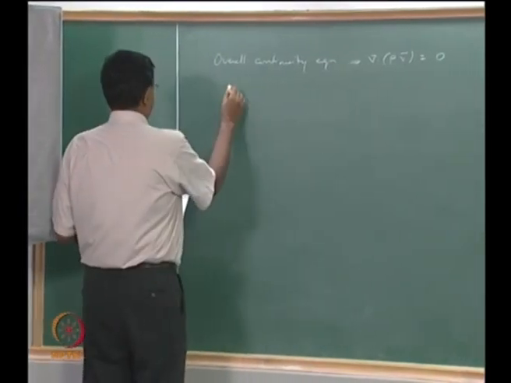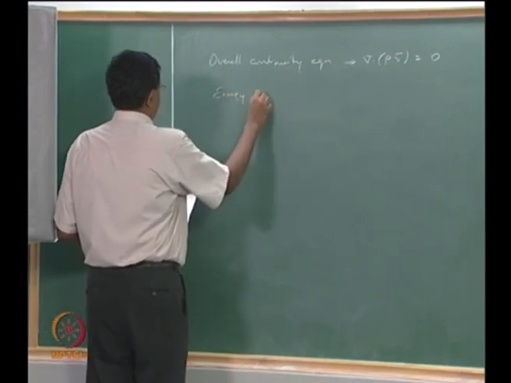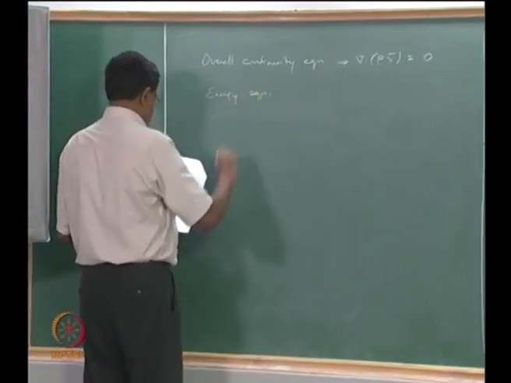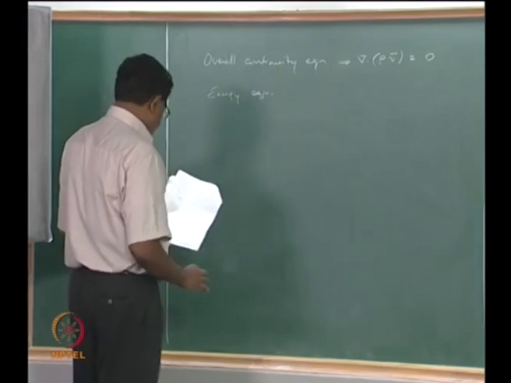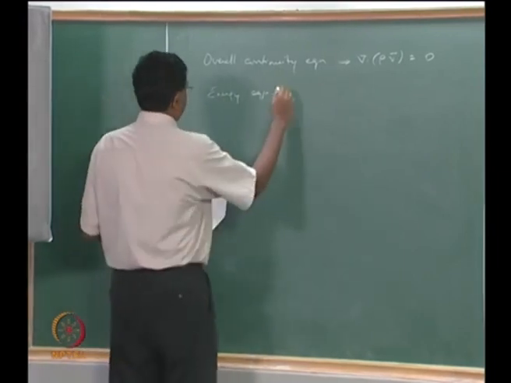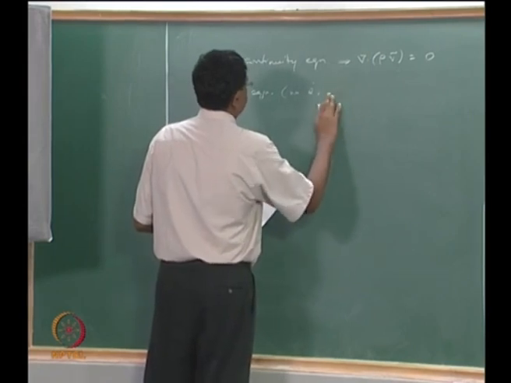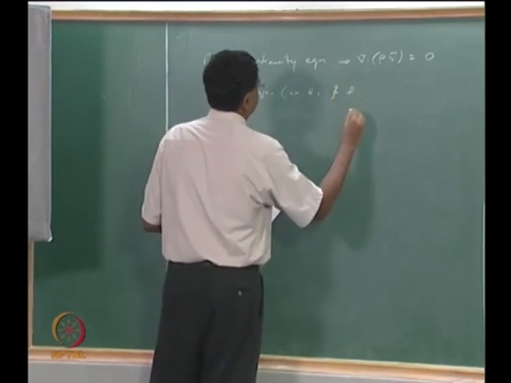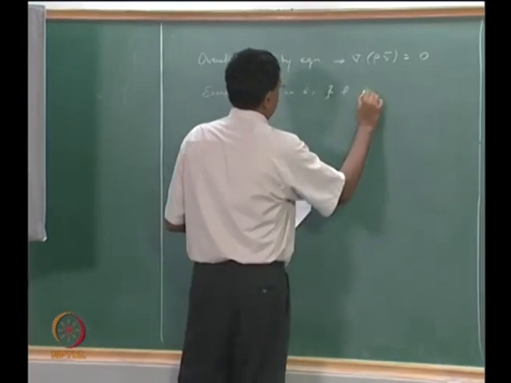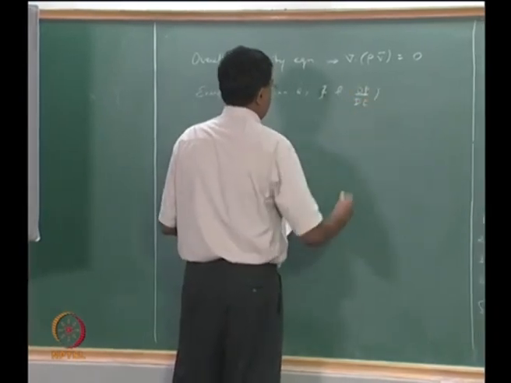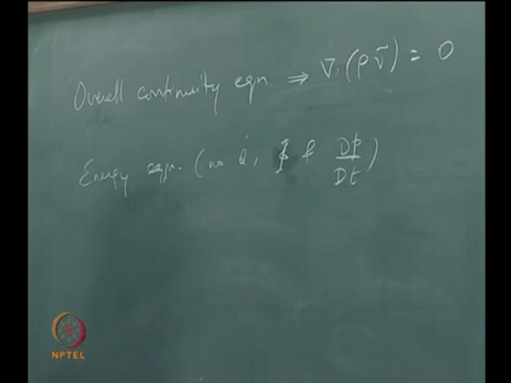Now let us look at the energy equation with all the assumptions that we have made. So no Q dot, viscous dissipation phi, and dp over dt. You get this dp over dt only for compressible flows, because we are now looking at a low Mach number situation, you shouldn't have to worry about this.